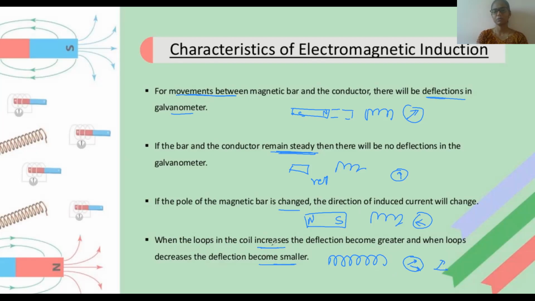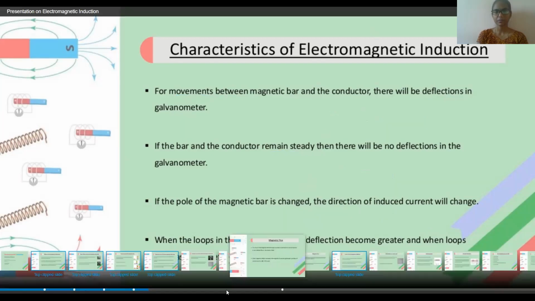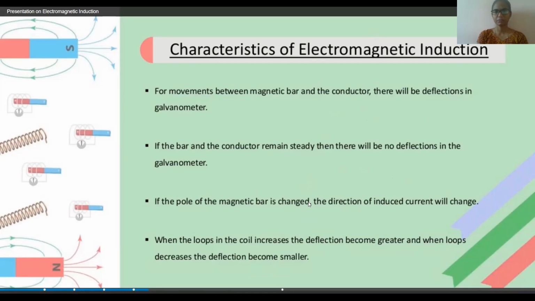We need to observe that the strength of the current depends upon the number of loops, the direction and position of the magnets, and the direction of the magnetic field also. Clear, children? I hope this slide is clear to you.